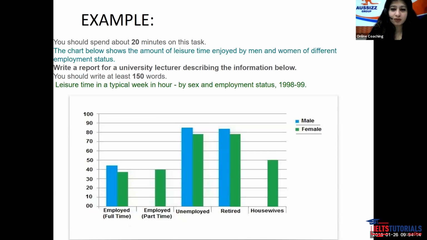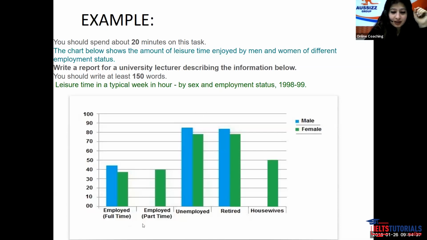Introduction is nothing but the paraphrasing of the question. Overview is nothing but when you're describing the general trends. Overview is something where you're just giving the highest or lowest, or what you probably see at the first glance. Okay, now coming to body paragraph 1 and body paragraph 2.